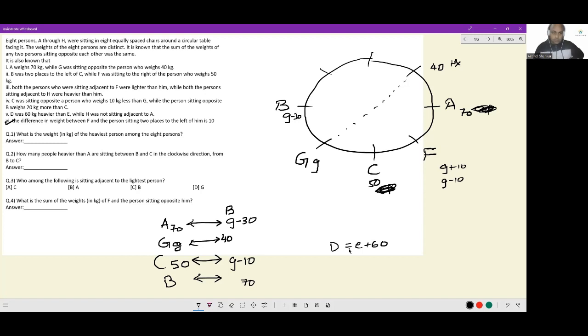C was sitting opposite a person who weighs 10 kg less than G. So this is G minus 10. But the person sitting opposite to B weighs 20 kg more than C. This is also taken care of. Both the persons who were sitting adjacent to F were lighter than him. While both the persons sitting adjacent to H were heavier than him. Okay. If I put H here, 40 has to be greater than G minus 10, or G has to be less than 50.